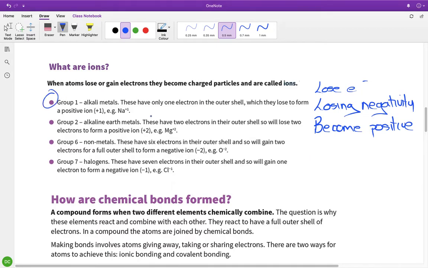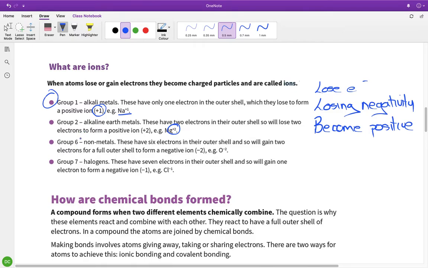So there's group 1 there. They have 1 electron in their outer shell, which they want to lose, so they form a positive ion. They're only losing 1 electron, so that's why it's +1. So a sodium that has succeeded in its life goal of losing its electron becomes Na+1. Group 2 then, they have 2 electrons to lose, so they will lose 2 electrons, and again, because they're losing negativity, they'll become positive, but because they're losing 2, they're not a +1, they're actually a +2.